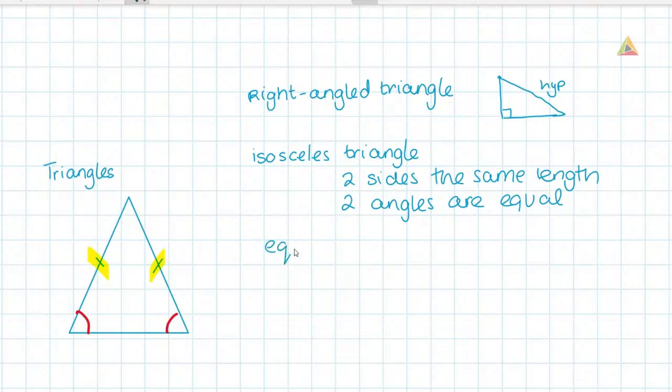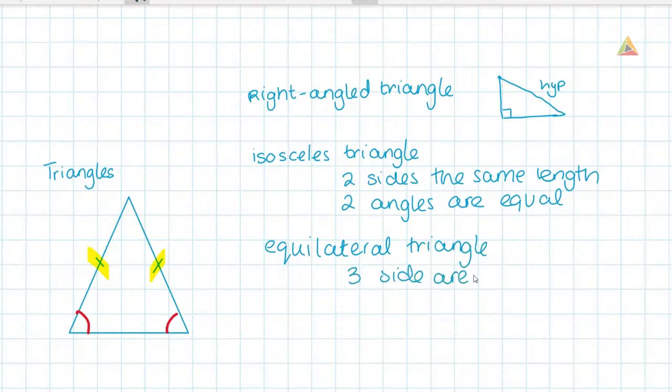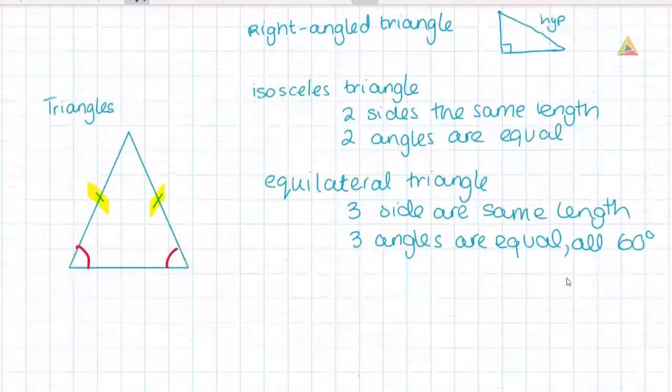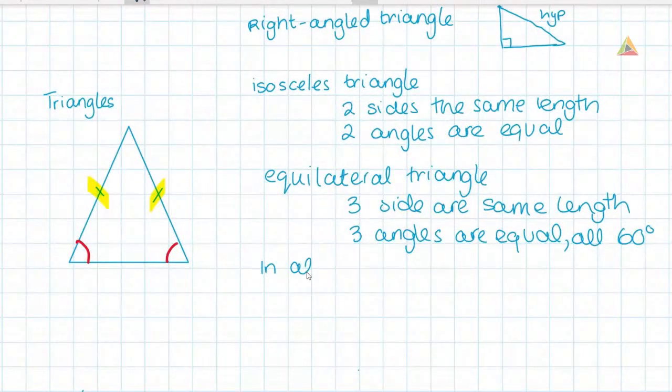The third type of triangle that we're going to see is an equilateral triangle. And in an equilateral triangle, all three sides are the same. And all the angles are the same. So the three angles will all be the same size, and they'll all be 60 degrees. And why they're going to be 60 degrees is that in every triangle, the three angles add up to 180 degrees.